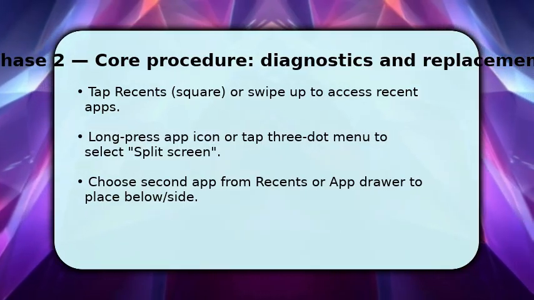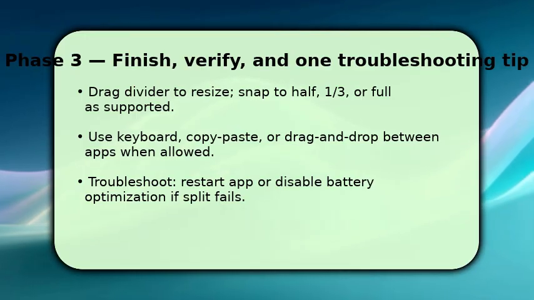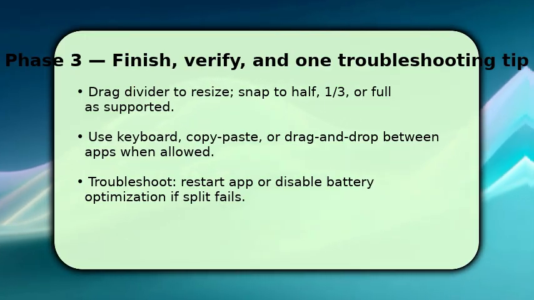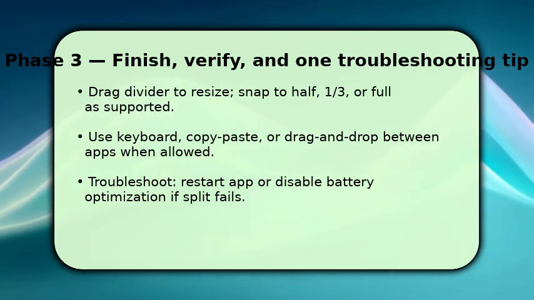Finish by adjusting the divider. Drag it to resize windows to half, 1/3, or your preferred ratio and release to lock. You can interact with either app. For example, bring up the keyboard in one while viewing content in the other.